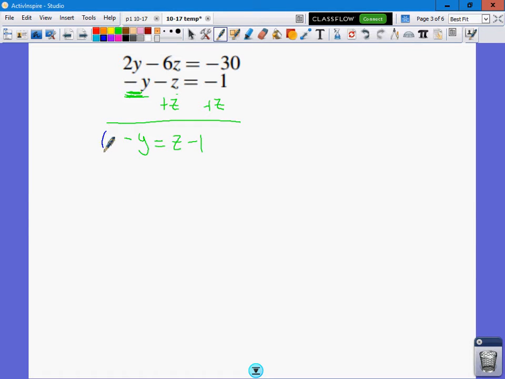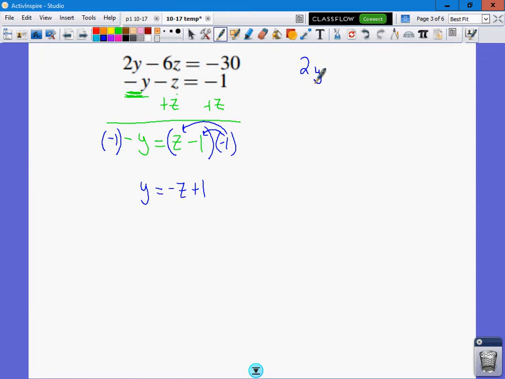I could multiply it by a negative 1 or divide it by a negative 1. It doesn't matter. But remember, whatever I do to this side, I have to do to each thing on the other side. So this negative 1 is actually going to get distributed through. A negative times a negative made a positive. A negative times a positive is going to make a negative z. A negative 1 times a negative 1 is going to make a positive 1. Now I've got y by itself.